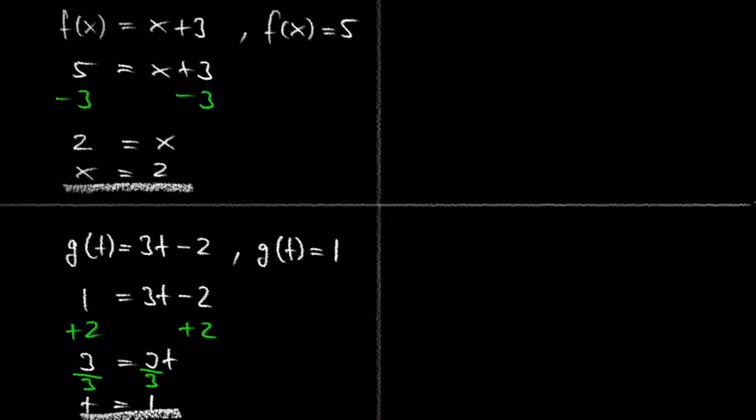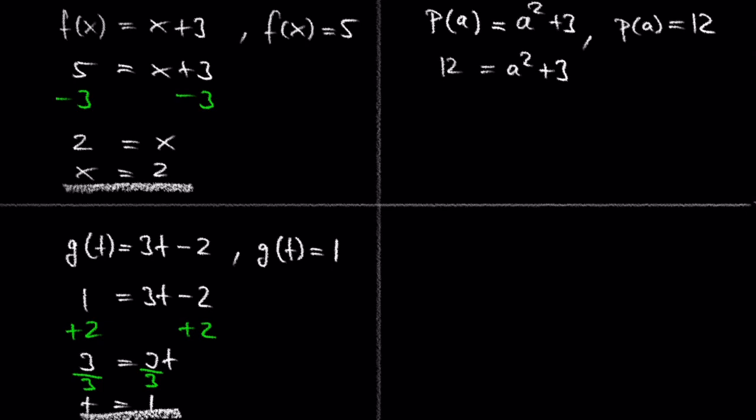Let's look at the function p of a equals a squared plus 3 and solve this function for p of a equals 12. So we can write 12 equals a squared plus 3, and after subtracting 3 from both sides, we get 9 equals a squared. After taking the square root from both sides, we get two solutions, one positive and one negative.